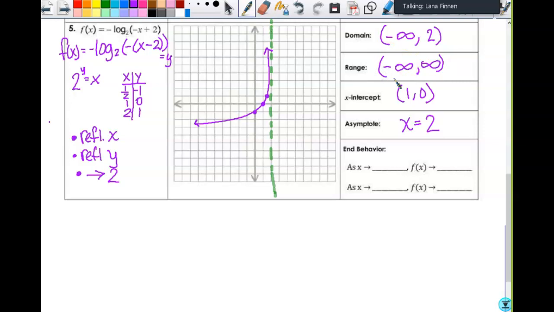Now I look at my end behavior. So I always start with the left. On the left-hand side, x can actually approach -infinity. When that happens, y is approaching -infinity. Going to the right, x can't approach infinity. X is approaching 2 from which side? The left, so I put a negative. So as x approaches 2 from the left, f of x approaches infinity.